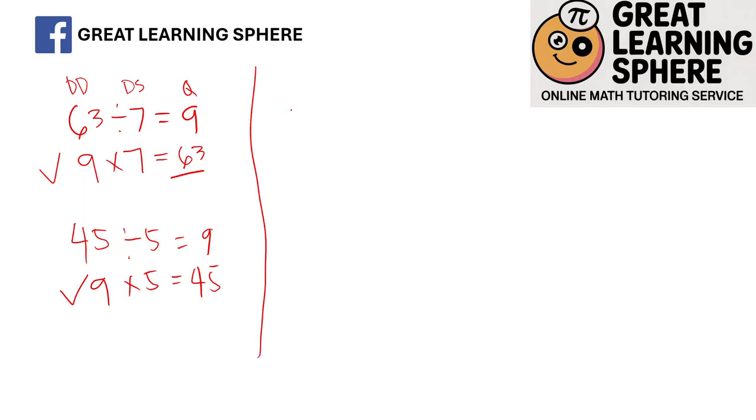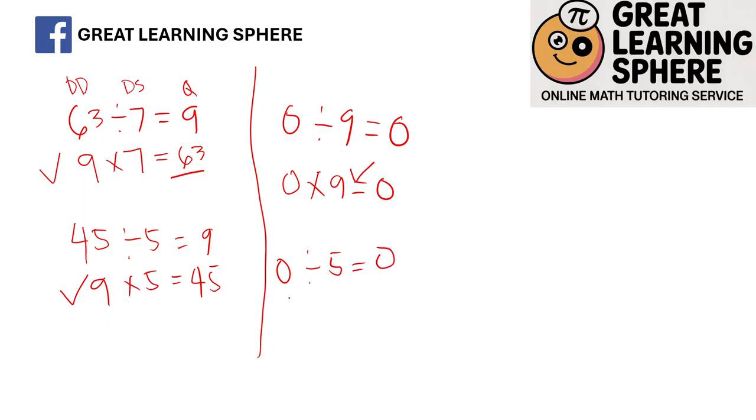How about dividing 0? For example, 0 divided by 9 is equal to 0. Multiply the quotient and the divisor. The result must be the dividend. So 0 times 9 is equal to 0. True statement. Another one. 0 divided by 5 is equal to 0. So 0 times 5 is equal to 0. So true statement also.